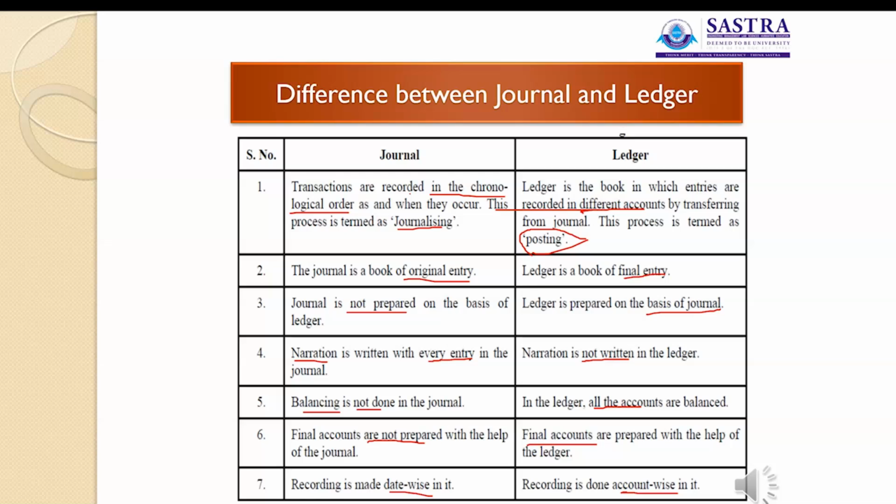Next one is final accounts. On the basis of journal, final accounts are not prepared. But in the case of ledger, final accounts are prepared with the help of the ledger. Then the next one: in the case of journal, recording is made date-wise, but in the case of ledger, recording is done account-wise. Now we are going to see about the ledger accounts.